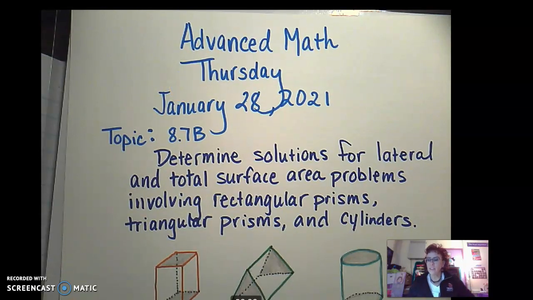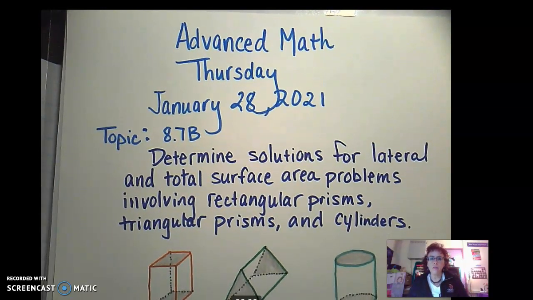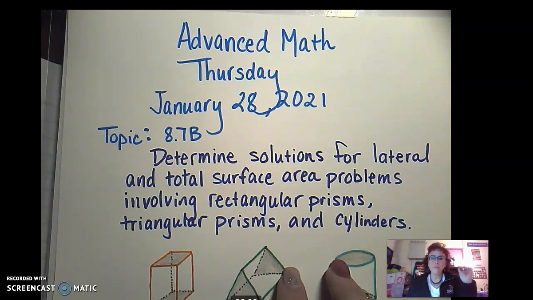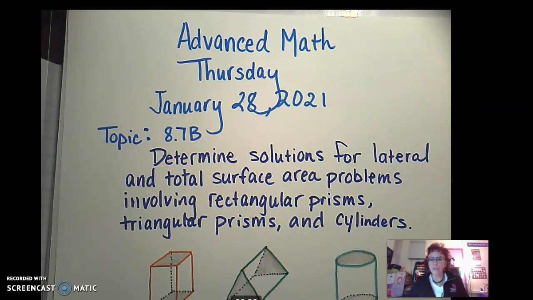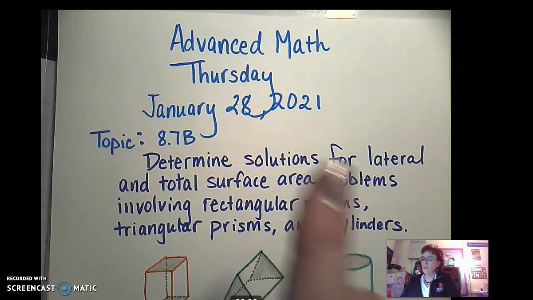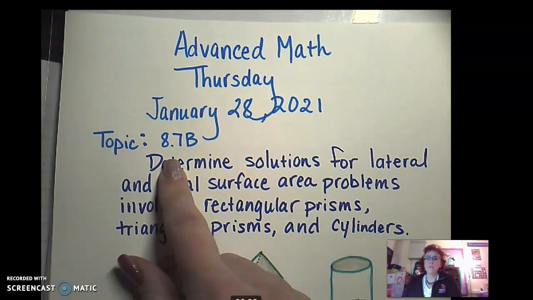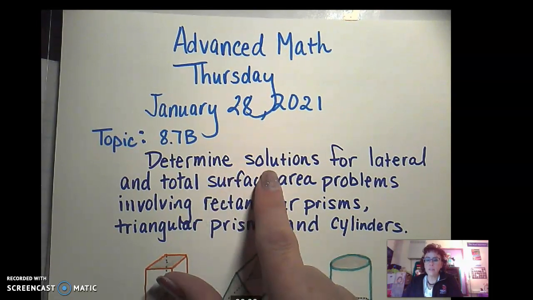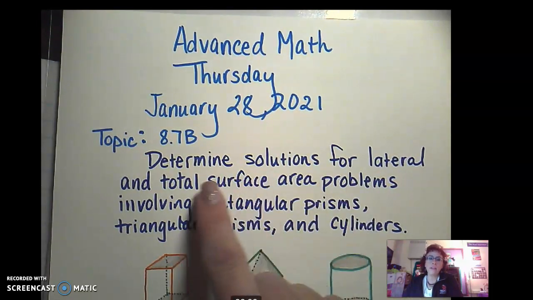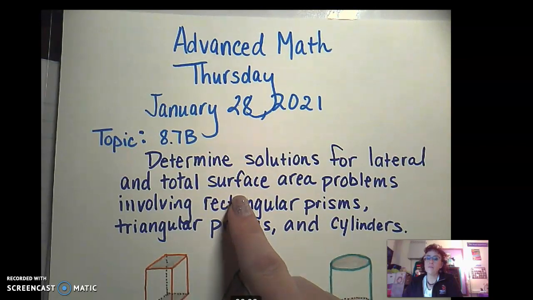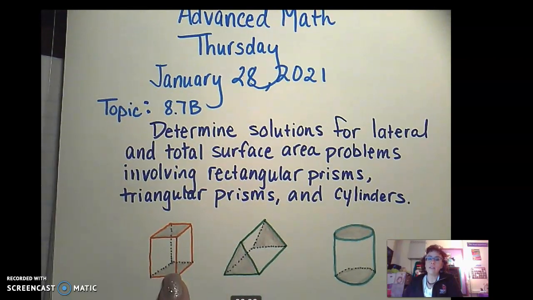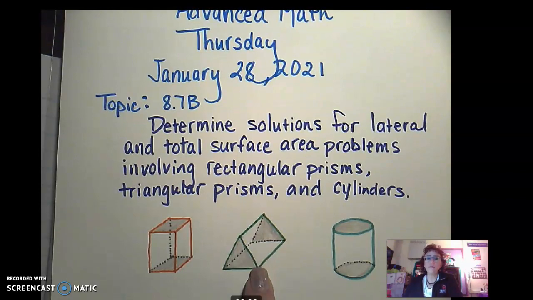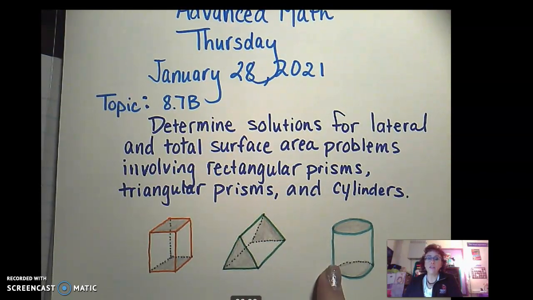Hi guys, we're going to do just a quick tutorial over what we're learning right now, finding lateral and total surface area, but you have to be able to use our formulas. So the topic is, the TEK is 8.7B. You should be able to determine solutions for lateral and total surface area problems involving rectangular prisms, triangular prisms, and cylinders.